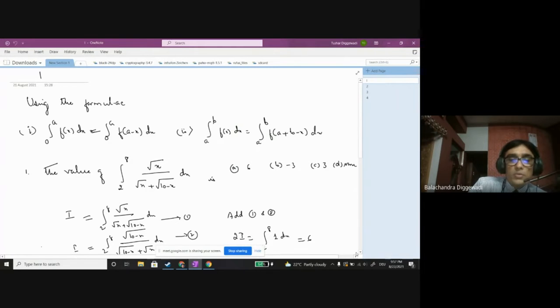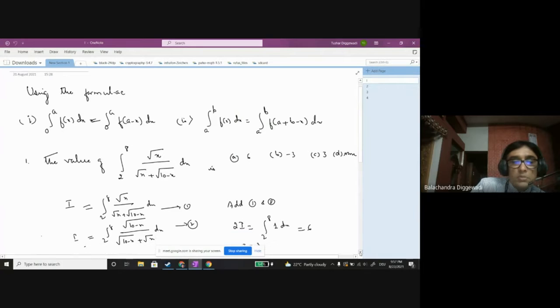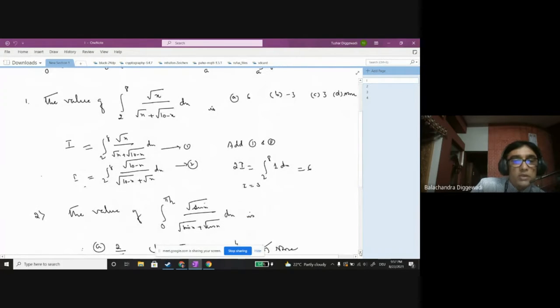Suppose you take this integral as I. You have to change it: wherever x is there, write lower limit plus upper limit minus x. You will have a second integral. The second integral and the first integral should be added. At the end, I will give it to you, a very simple way to write the correct answer.